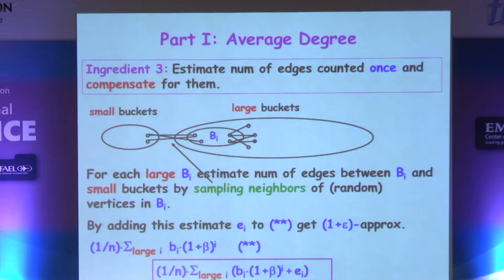Now there are 4 sources of error. There is the fact that we sum only over small buckets. There's the fact that we estimate only each B_i. We use only 1 plus beta_i, which is not precise, and the E_i. So there are 4 sources of error, but if we take beta to be sufficiently small compared to epsilon, we're done, and we got the 1 plus epsilon approximation.